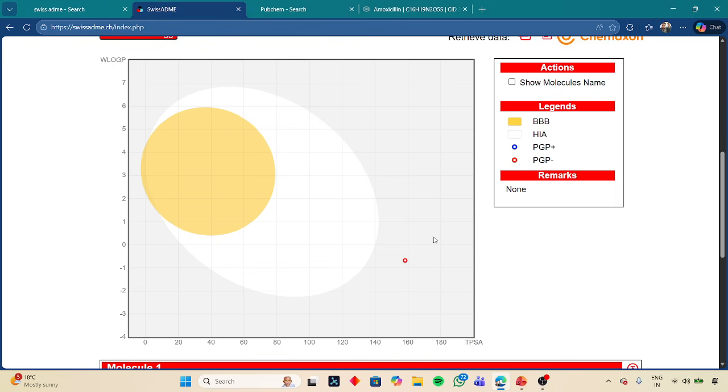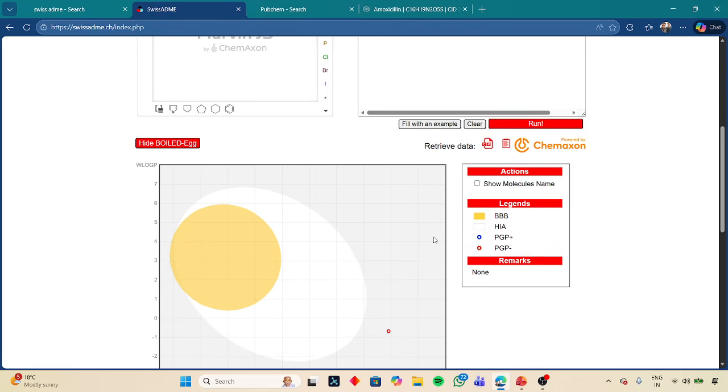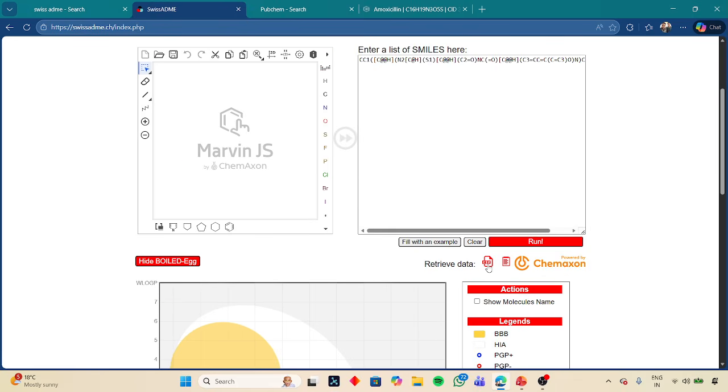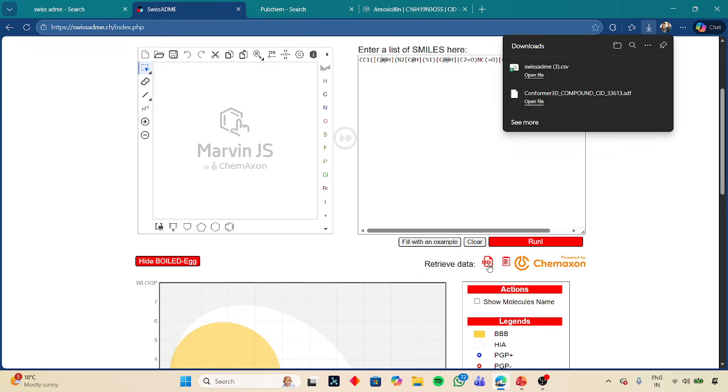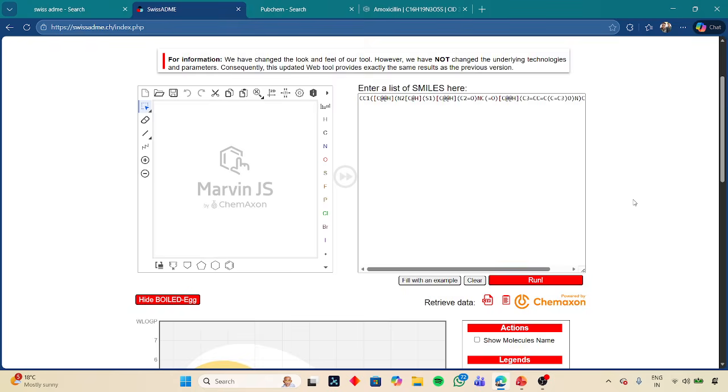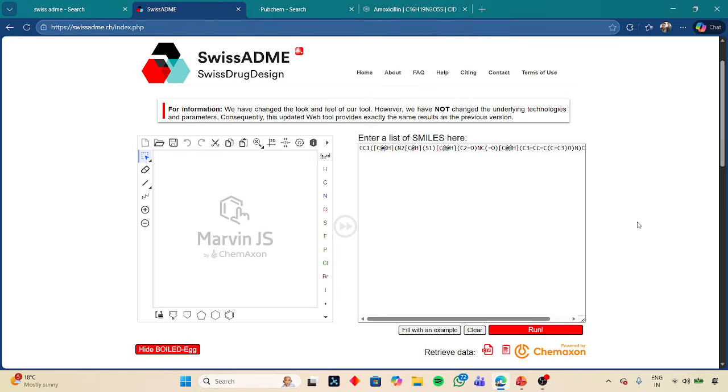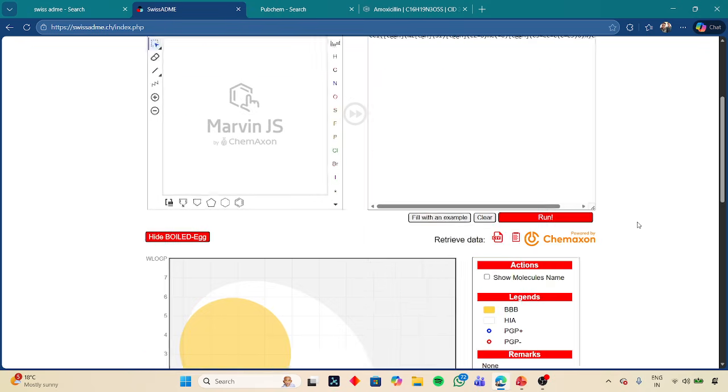This is the most important enzyme inside our body, apart from the cytochrome P enzymes. So this is about the SwissADME, and you can retrieve your data in Excel sheet format. Just click on CSV and your data will be downloaded. You can see that my data has been downloaded here. So in this process, you can do the analysis.